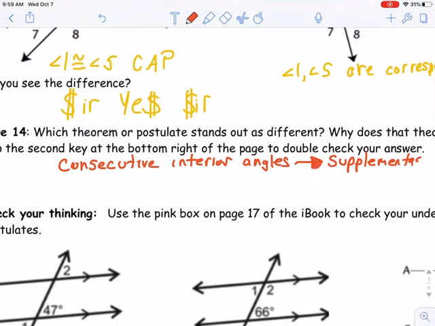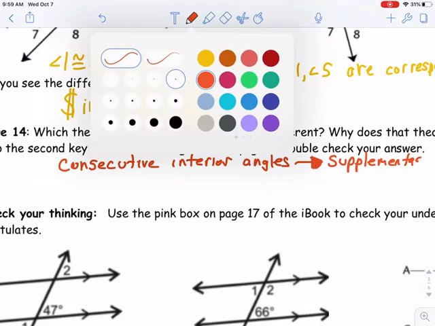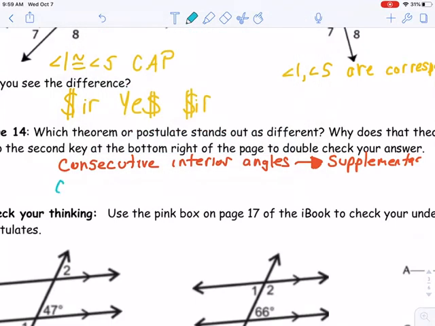All right, the rest, I'm going to abbreviate. Corresponding angles postulate, alternate interior angles, alternate exterior angles. The punchline of all those are congruent. So you really only have two choices when you do these problems. Are they congruent or are they supplementary?